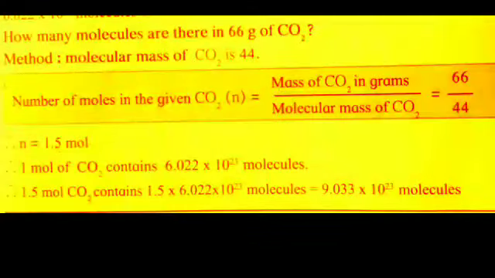See in this example, how many molecules are there in 66 gram of carbon dioxide. Now first we have to find the molecular mass of carbon dioxide. Before this we have studied how to find molecular mass. Now see carbon dioxide, CO2. Carbon has atomic mass 12 and oxygen is 16. Only one carbon is there and 2 oxygen atoms are there. So 12 plus 2 into 16, 12 plus 32, that is 44, is the molecular mass of CO2.